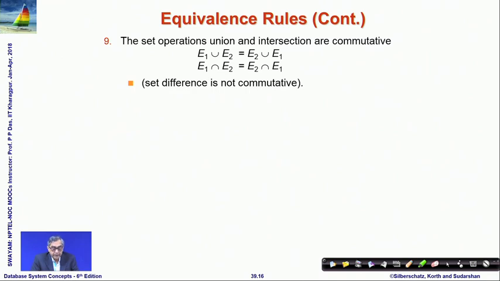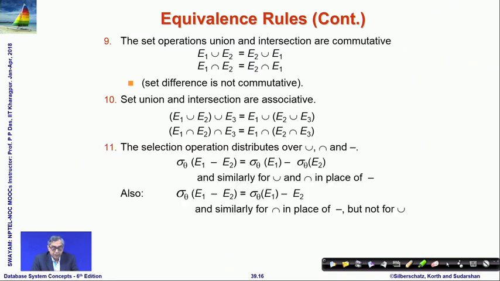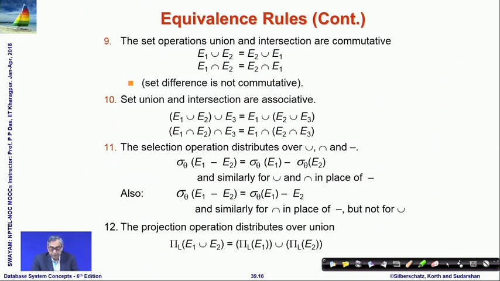Finally, the set theoretic operations have their normal set rules. Union and intersection are commutative. Naturally, set difference is not commutative. Union and intersection are associative as well. The selection operation distributes over union, intersection and set difference, and the projection also distributes over union. You can see the exceptions here, you can reason that out.